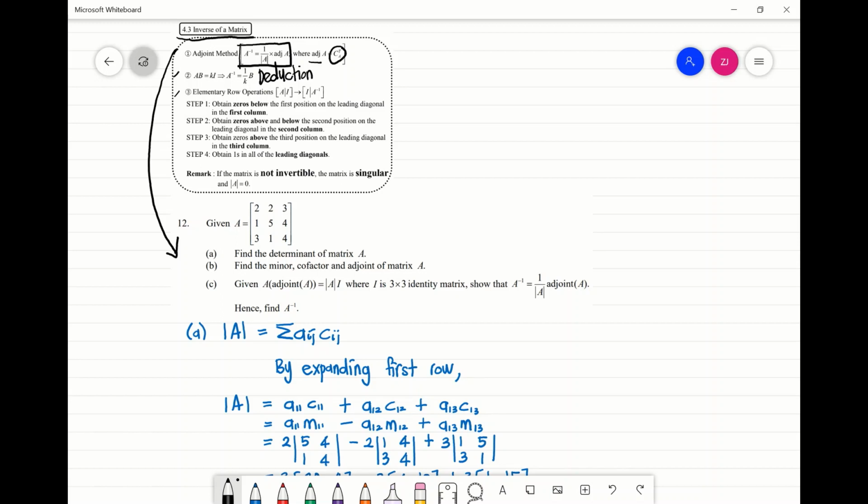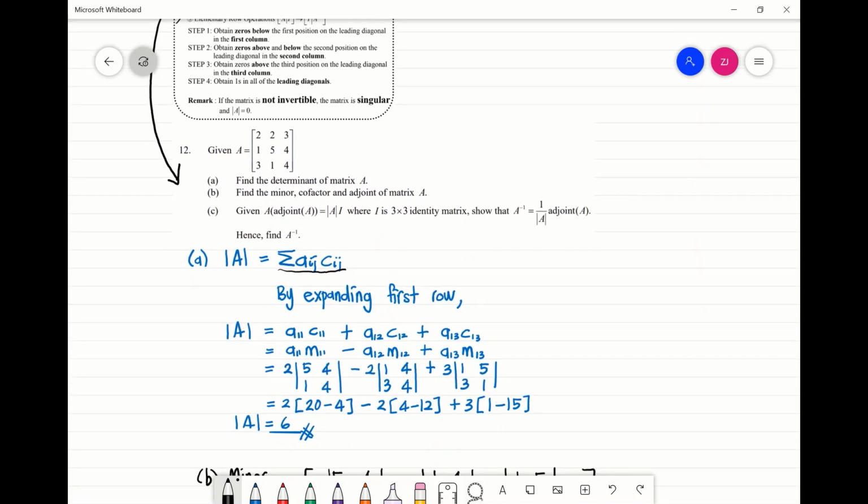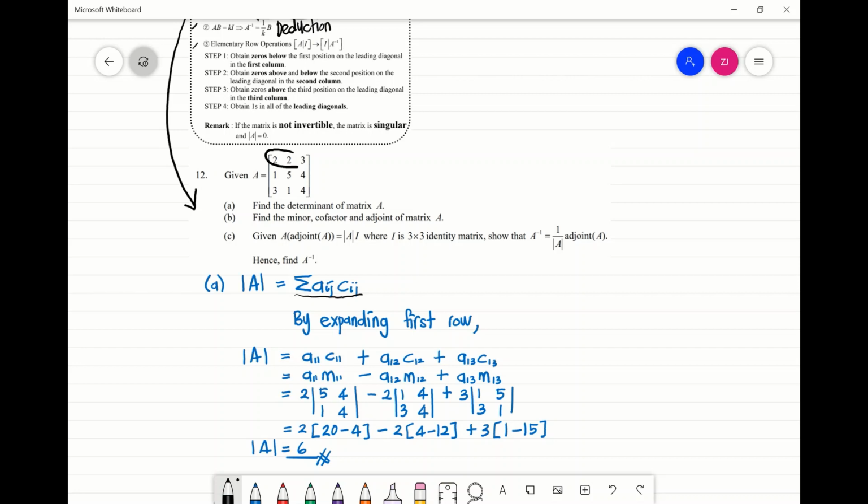In order to solve the first part, let's recall the formula of the determinant. The determinant of A is equal to the sum of Aij multiplied by Cij. We can choose to expand any row or any column. In this solution, we will expand the first row. So this is the first row.